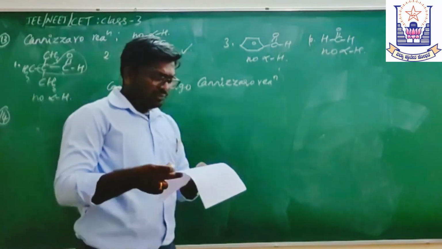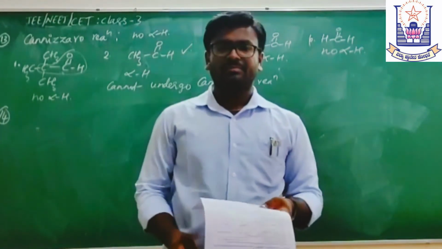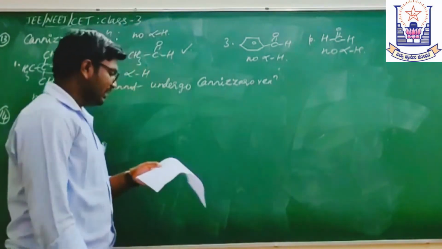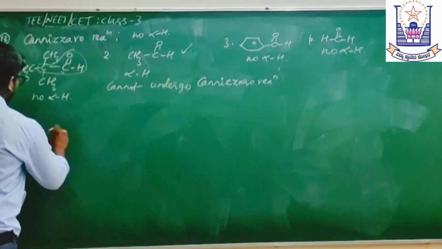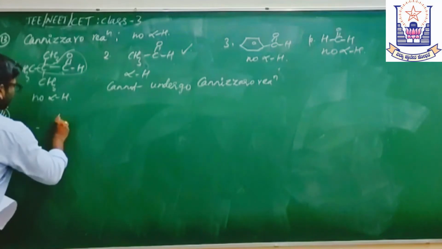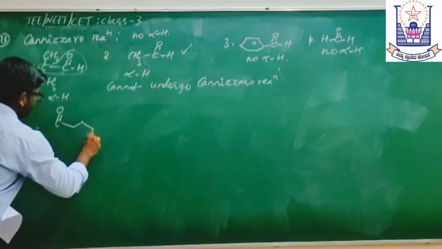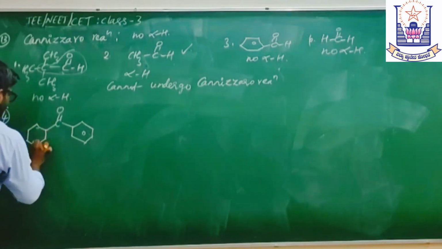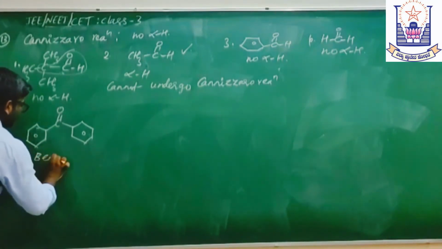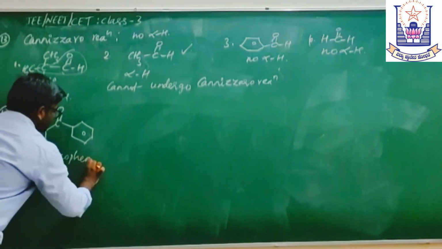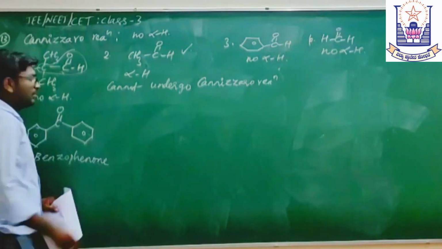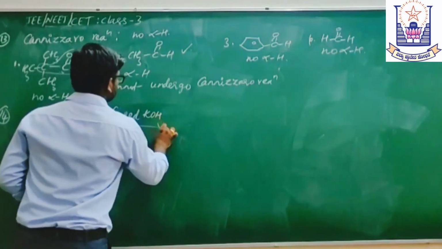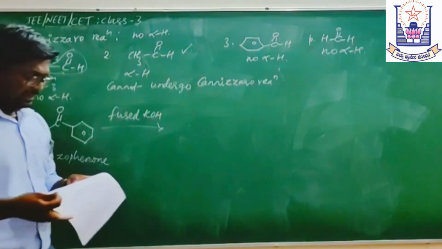Benzophenone can be converted into benzene. It's very simple. When this is treated with a fused alkali, for example, take the benzophenone. This is benzophenone. Treat with a fused alkali like KOH.